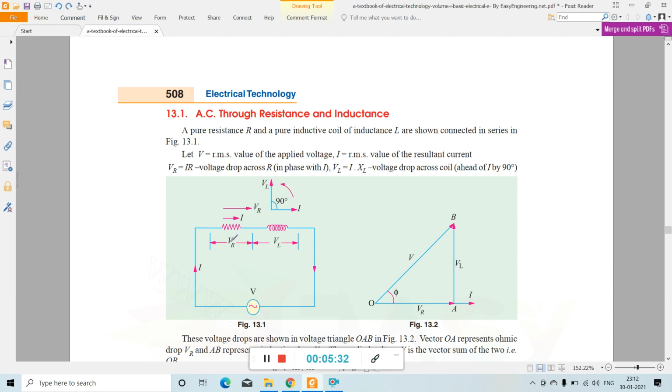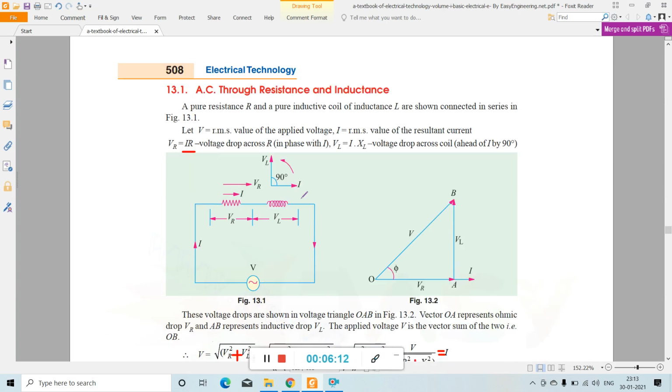VR is the voltage drop across R, which is represented as I into R. Through this resistance, VR is the voltage drop across resistance, and here I is in phase with VR. Similarly, VL is the voltage drop across the coil, and here the current lags behind the voltage by an angle of 90 degrees.